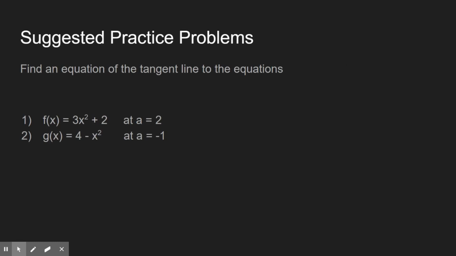Let's end this video by giving you 2 suggested practice problems. Again, these work exactly the same way. You have f of x is equal to 3x squared plus 2 at a is equal to 2, and g of x is equal to 4 minus x squared at a is equal to -1. Give those a try. Good luck.